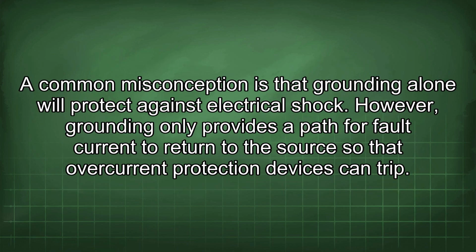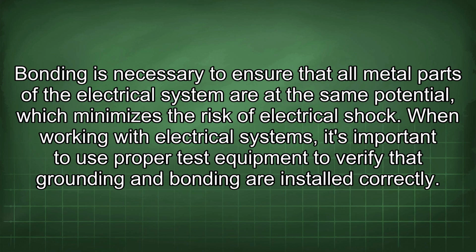A common misconception is that grounding alone will protect against electrical shock. However, grounding only provides a path for fault current to return to the source so that overcurrent protection devices can trip. Bonding is necessary to ensure that all metal parts of the electrical system are at the same potential, which minimizes the risk of electrical shock.